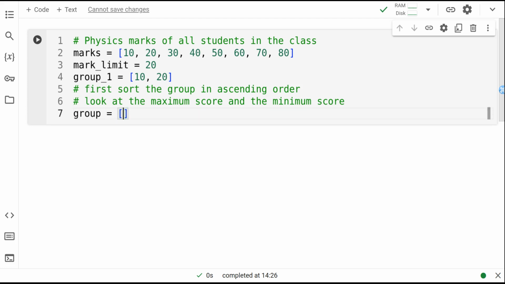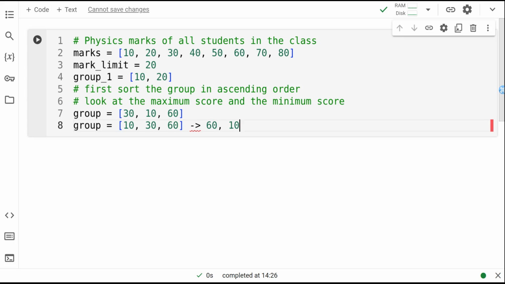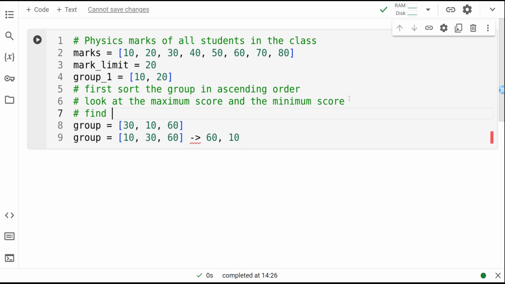Let's take a group. We don't know if it's a valid group yet, so let's take, say, 30, 10, 60. There are three students. Again, I'm forming a group of size 3. Now if I want to know if this is a valid group or not, how do I proceed? I am claiming the following. First, sort the group. So if I sort the group, this group will become 10, 30, 60. And then look at the maximum score and the minimum score in this group. So they are 60 and 10. Find their difference. So 60 minus 10 is in this case 50.